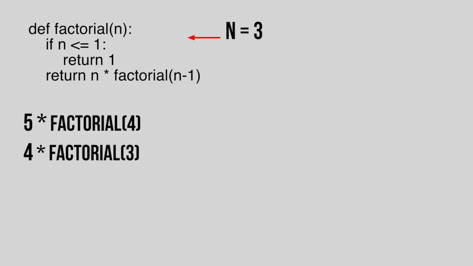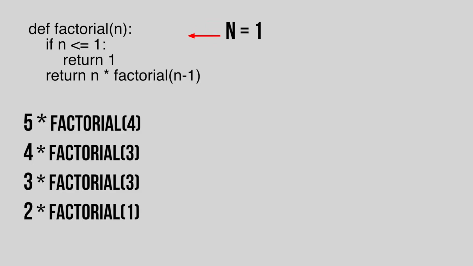So we start running factorial 3. 3 is not less than or equal to 1, so we return 3 times factorial 2. Guess where we are? We are now running factorial 2. 2 is not less than or equal to 1, so we return 2 times factorial 1. And finally, we get to a point where the 1 is less than or equal to 1, so we just return the 1. Now, all we have to do is go back up and see what's been paused and waiting.